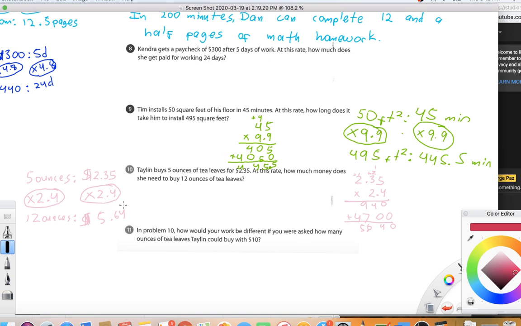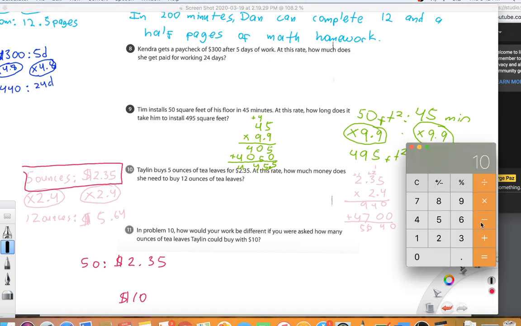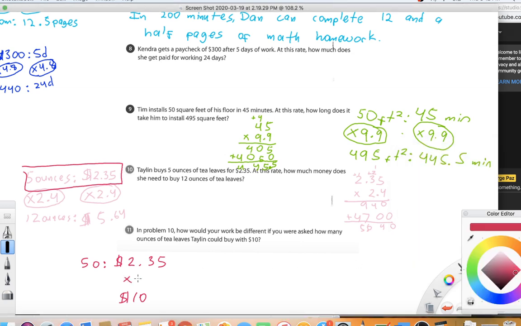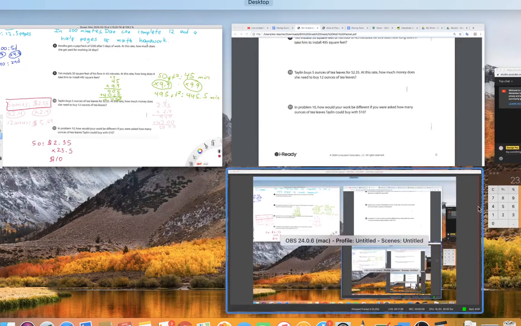But again, we know the original ratio, which is this one. So we would have used 5 ounces to $2.35, but this time we're trying to figure out how many ounces she can buy with $10. So we need to divide 10 by 2.35 first. So we will do 10 divided by 2.35, and then we get 23.5. That means that if we multiply 2.35 times 23.5, we get $10. No, that doesn't sound right.